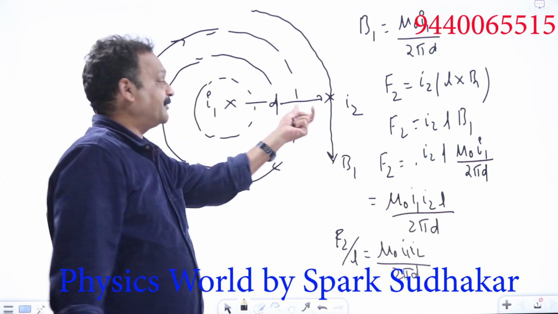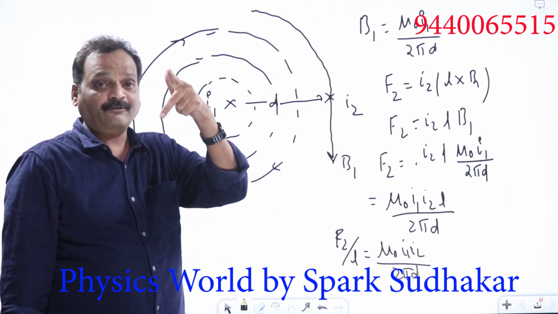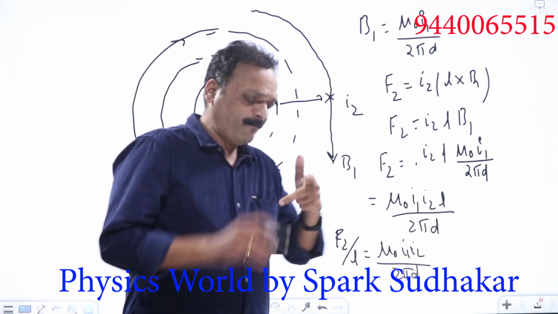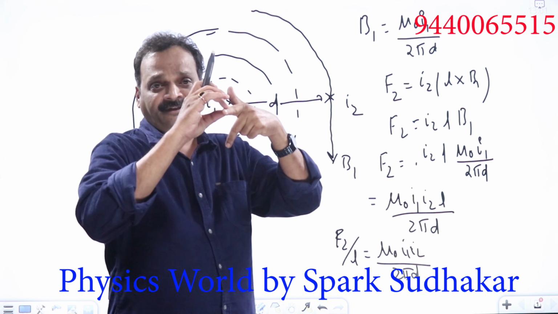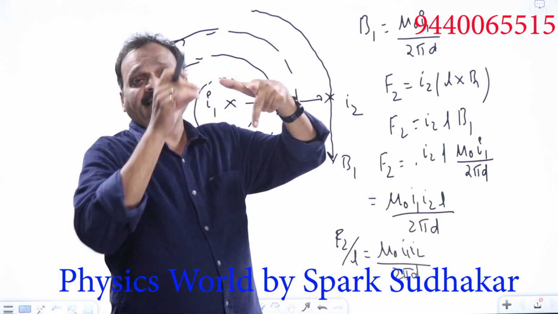Okay, this is the magnitude of the force per unit length. Now, what is the direction of the force given by Fleming's left hand rule? Forefinger should be in the direction of the field, middle finger should be in the direction of the current, and thumb will give you the direction of the force.